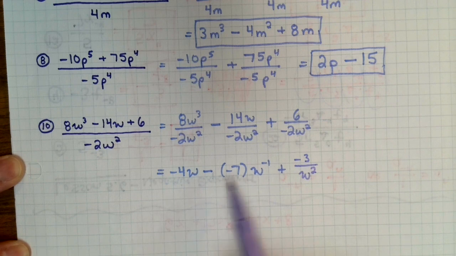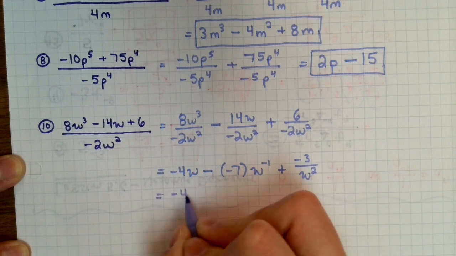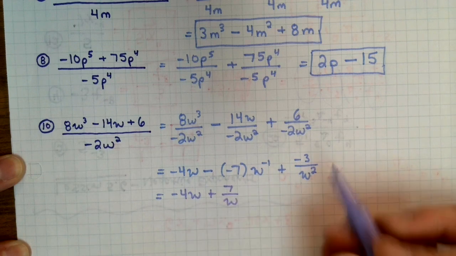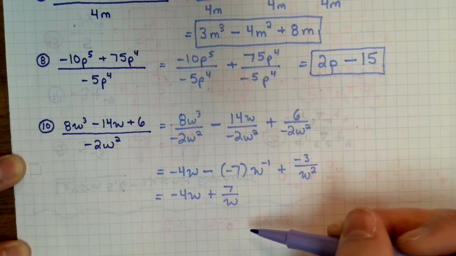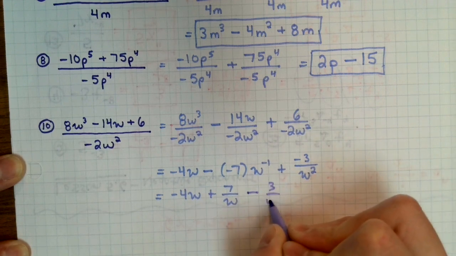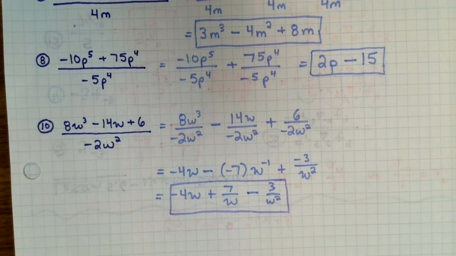And then the last step is just to clean this up a little bit, and again, we don't want this negative exponent. So this is going to end up being negative 4w plus, and this is going to be 7 over w, because again, this w is the only thing that has the negative exponent, so that's going to flip underneath. And then we can write it as minus 3 over w squared. And that would be our final answer for that division question.